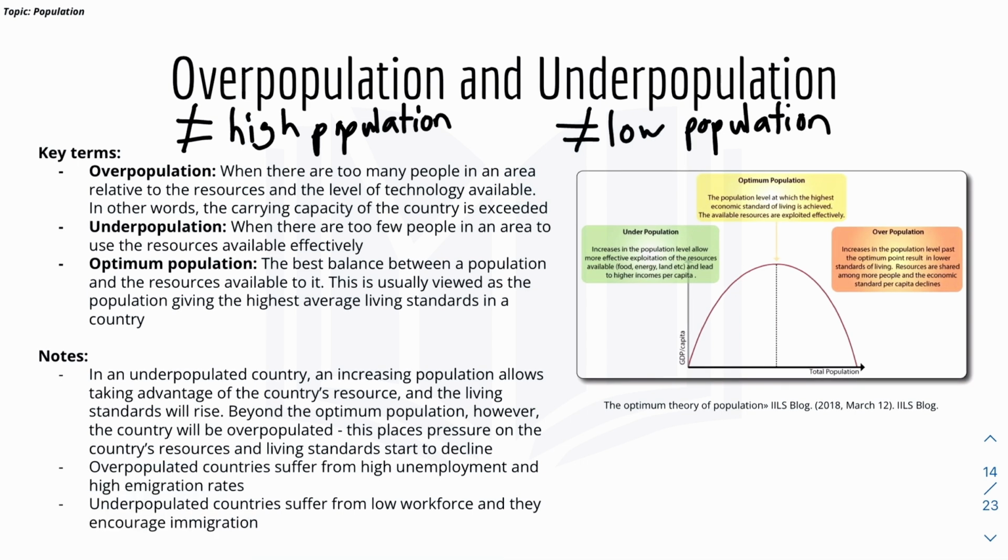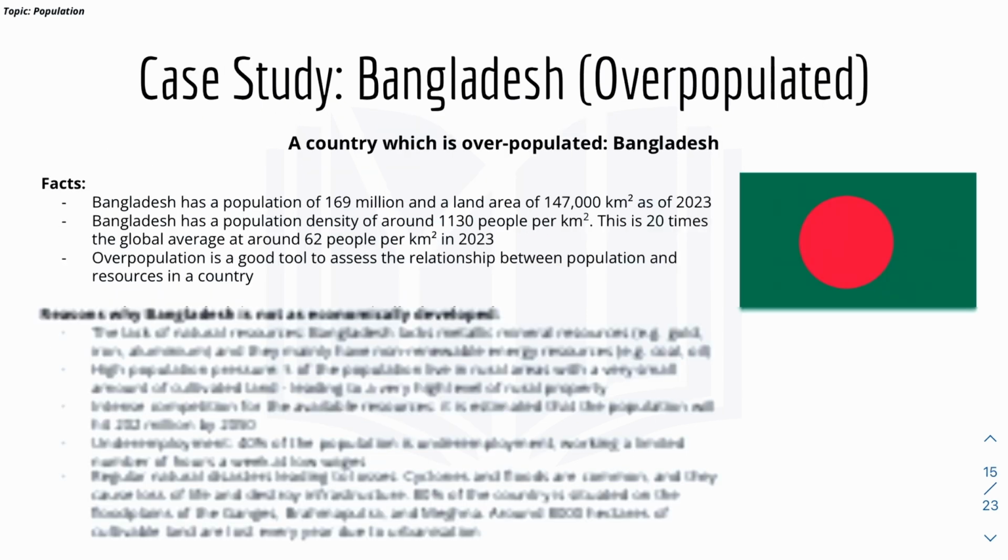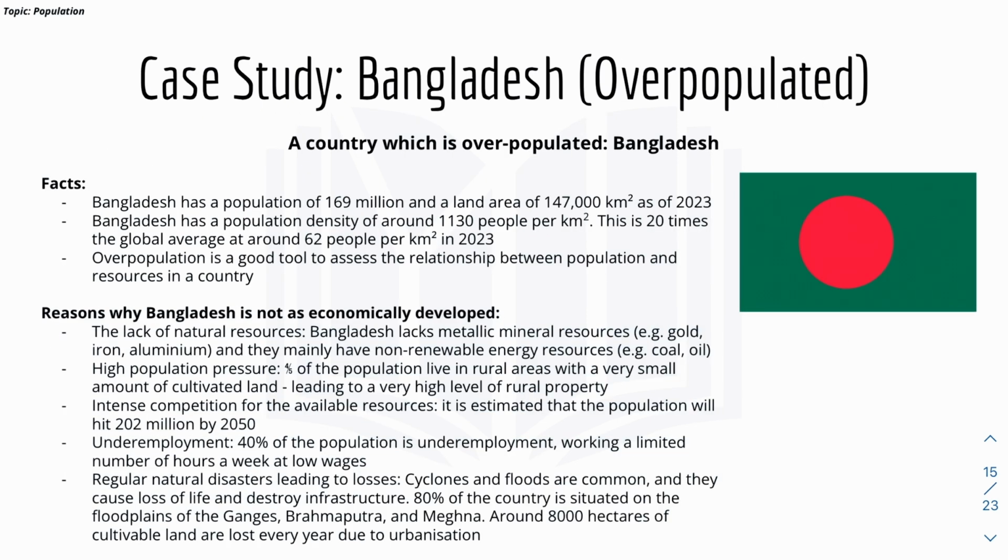And here are some things that the country suffers if they have overpopulation or underpopulation. So we have another case study for Bangladesh, which is a country which is overpopulated. So we have some information on Bangladesh. It has a population of 169 million and a land area of 147,000 kilometers squared as of 2023.